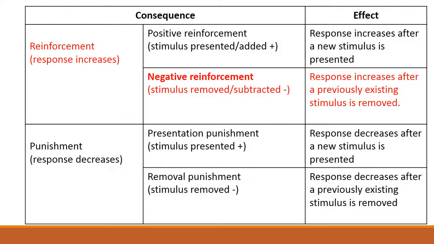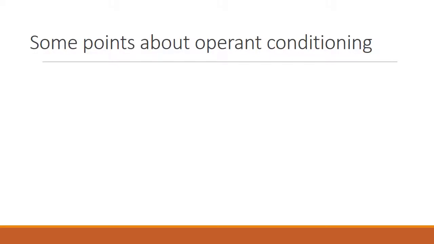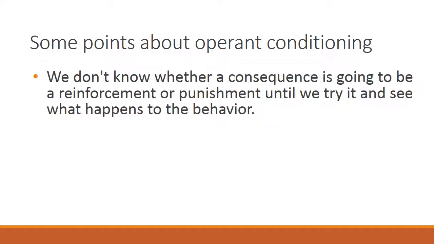This example demonstrates some important points. Sometimes we don't know whether a consequence is going to be a reinforcement or punishment until we try it and see what happens to the behavior. Taking away recess could either be a punishment or reinforcement, depending upon how Jack acts. An effective teacher would have already observed Jack at recess and would have been able to predict whether he would like having recess taken away or not.